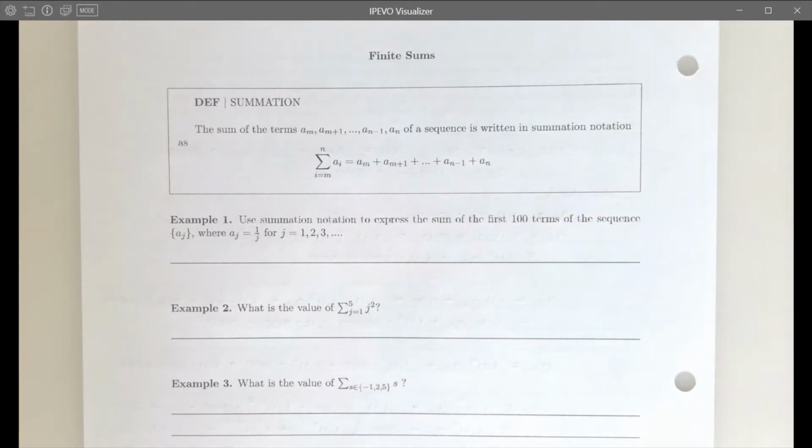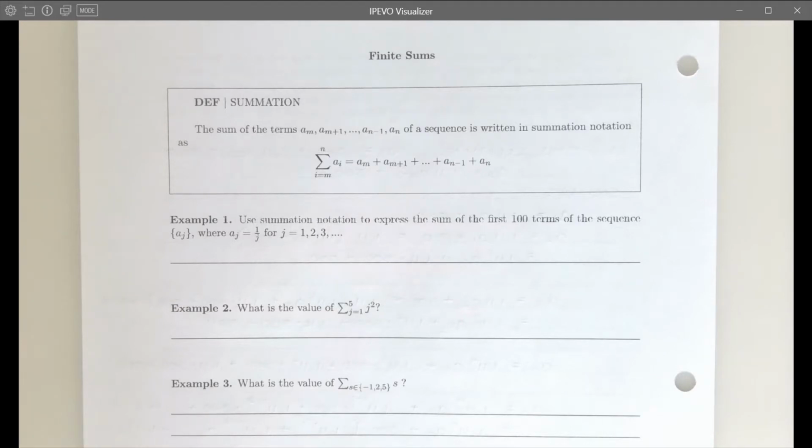Welcome to CECS 228. We're going to continue our lecture on Basic Structures Part 3, which deals with sequences, summations, and recurrence relations. So we're on page 12, which deals with finite sums, and we are going to start by looking at the definition of summation.